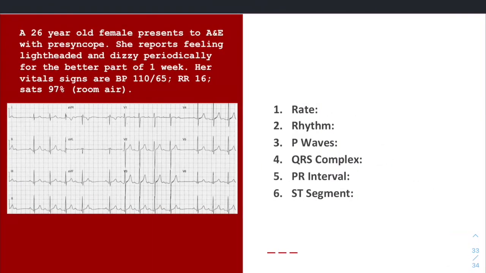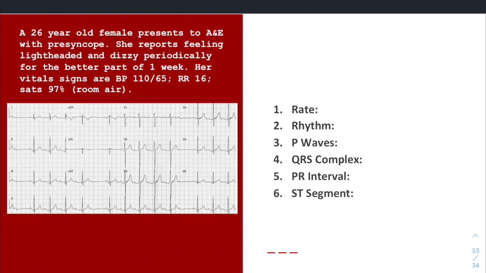And then in our next example, we're looking at a 26-year-old female who presents to A&E with presyncope and reports feeling lightheaded and dizzy periodically for the better part of 1 week. She has a BP of 110/65. Her resp rate is 16. Her stats are 90 on room air. So what are we looking at?